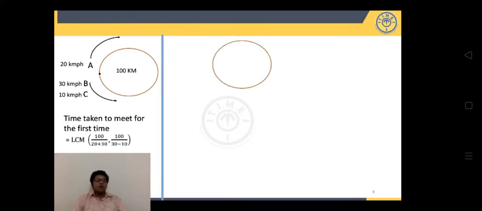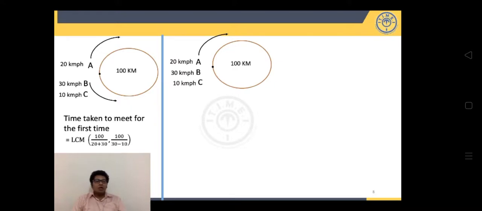Okay, now let's say all three are traveling in the same direction. The distance is 100 kilometers. A, B, C start at the same point. A is traveling in the clockwise direction at a speed of 20 kilometers per hour. B is also traveling in the same direction at a speed of 30. C is also traveling in the same direction at a speed of 10 kilometers per hour. After how many hours will they meet?